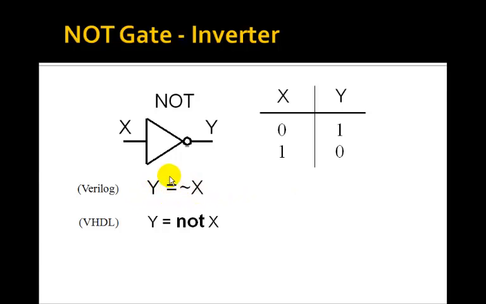In Verilog, we write the logic equation Y equals NOT X, where we use this little tilde symbol to represent NOT. Whereas in VHDL, you need to type out the entire word NOT if you're going to write Y equals NOT X.